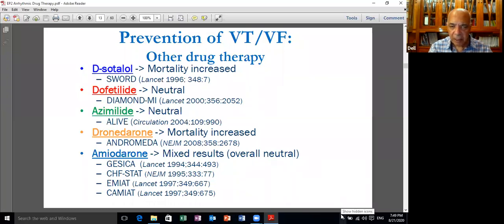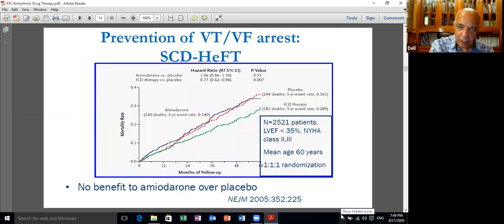we got mixed results. Until we get to the SCD-HeFT trial, which put to rest the use of amiodarone to prevent ventricular tachycardia and ventricular fibrillation and cardiac arrest.